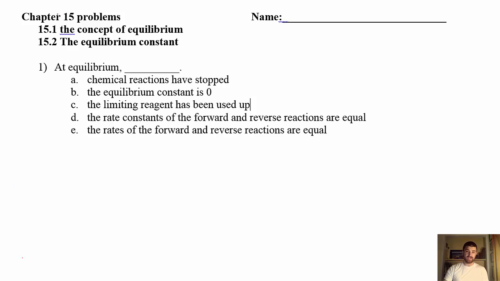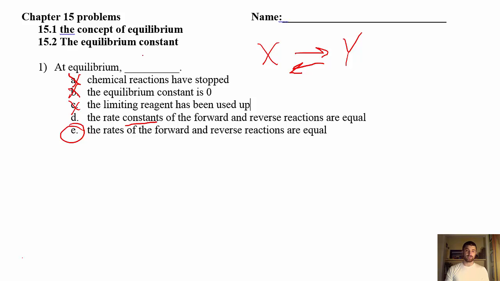All right, chemical reactions have stopped. That is inherently false. That is not true. So at equilibrium, if we have a reaction, let's say X becoming Y, there's also a reverse reaction. Equilibrium constant is 0. That is false. Limiting reagent has been used up. That is also false. The rate constant of the forward and reverse reactions are equal. That is also false. It's not the constants that are equal. It is the reaction rates. So the rates of the forward and reverse are equal.